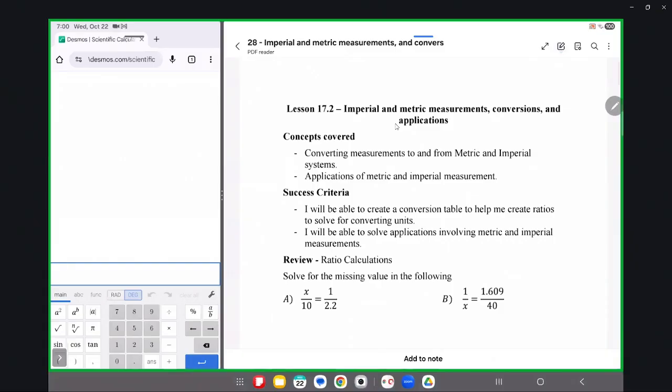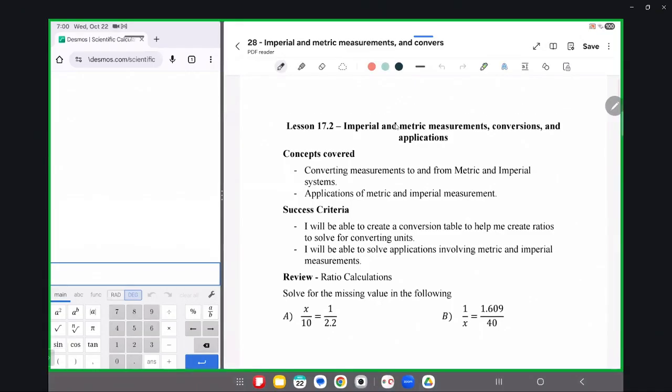We are continuing on with the MCT4C course, Math for College Technologies, grade 12 college. We are on Unit 4, Lesson 17, Part 2 of 2. And we're continuing on with imperial and metric measurements, conversions, as well as some specific applications.